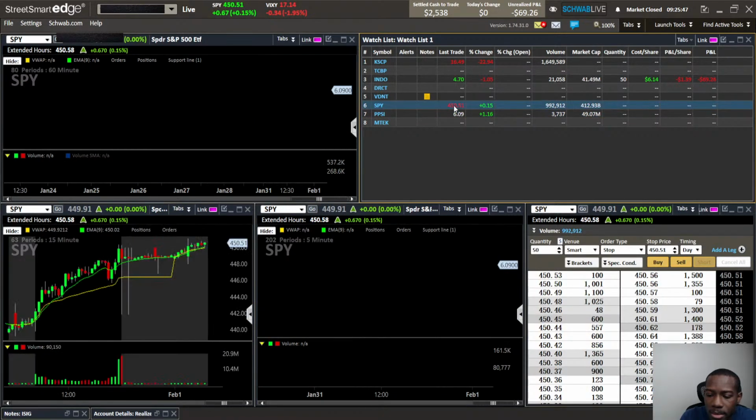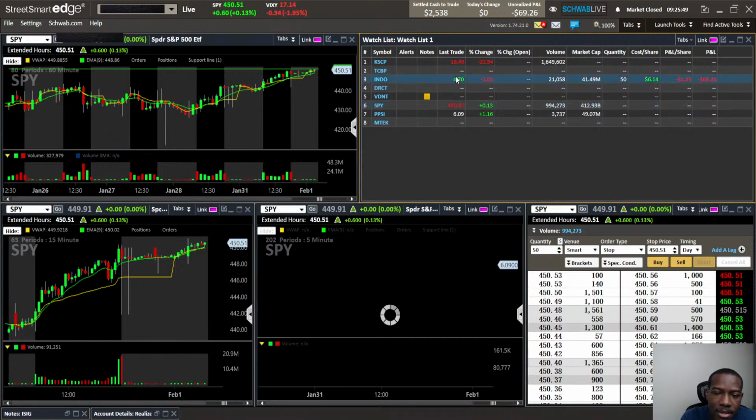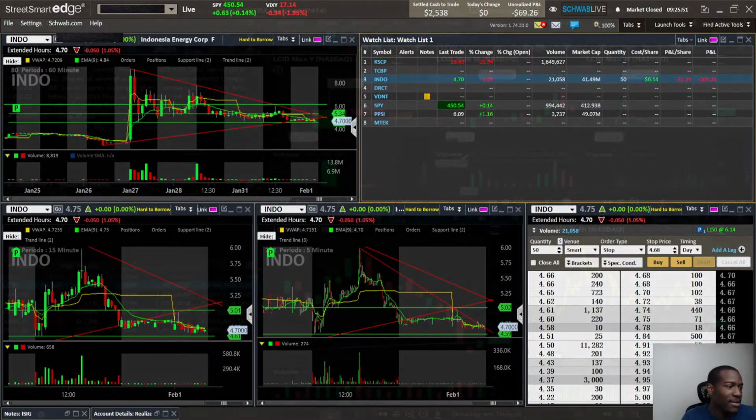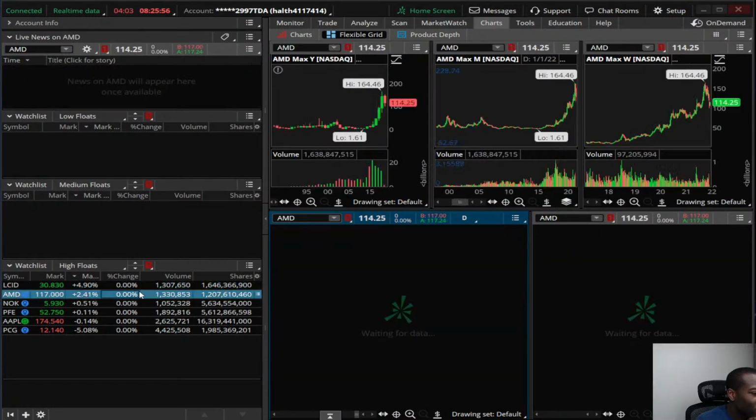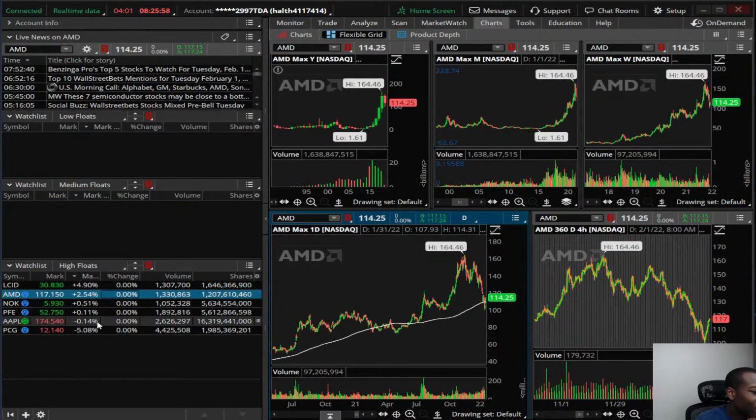Let's see. 5 minutes to the bell. Nothing very eye popping on the scanners. We see that the ones that have been moving up are still moving up in the higher float range, but nothing for low floats and nothing for medium floats.